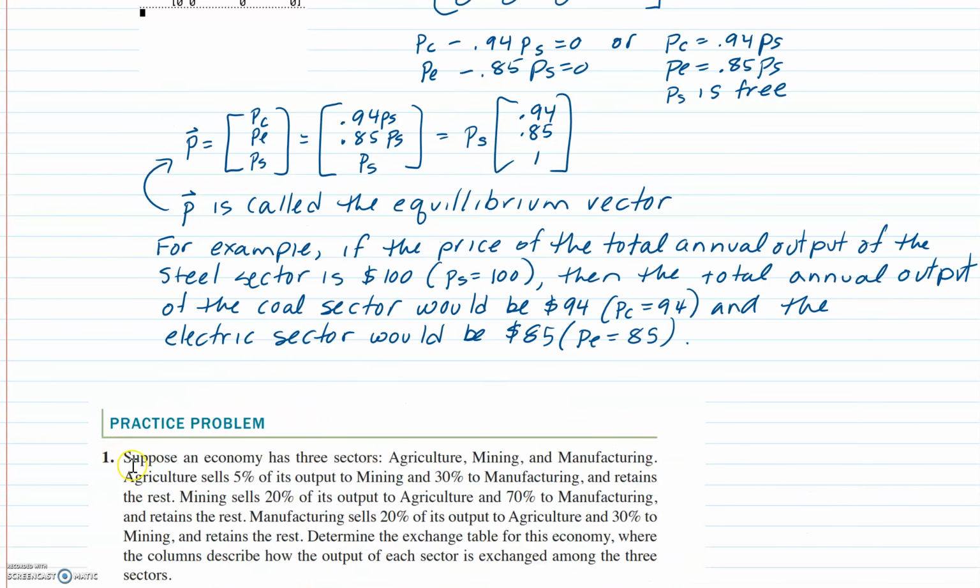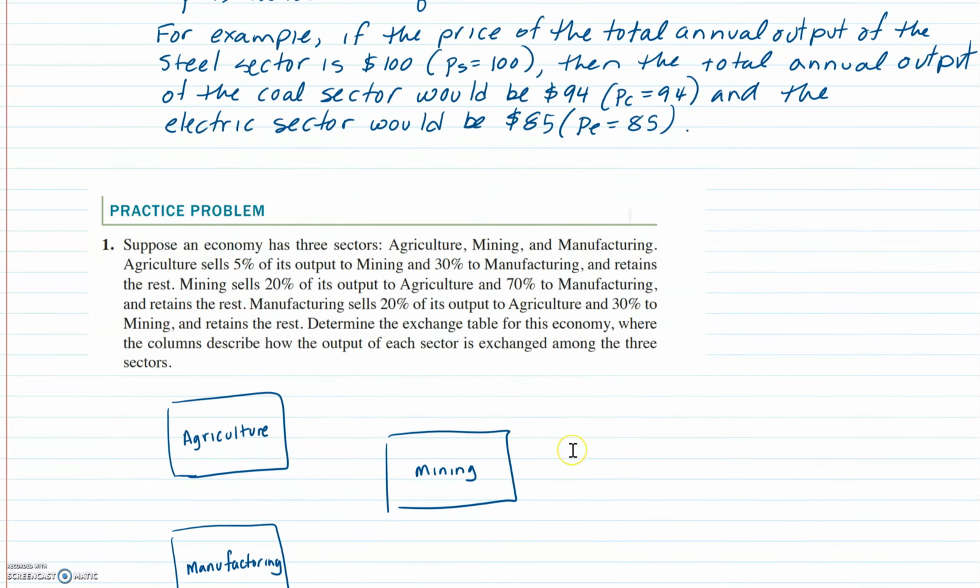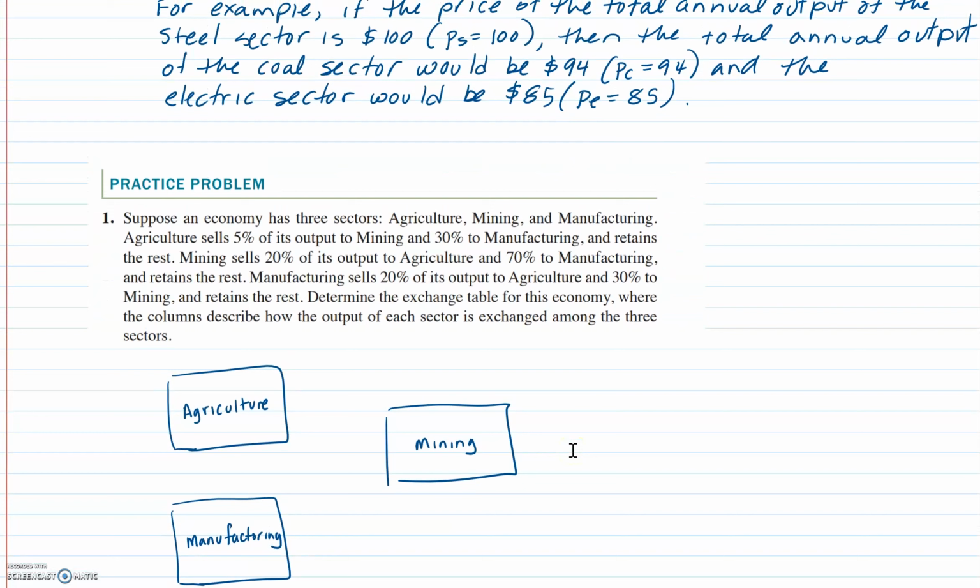The last thing I would like to do is look at this practice problem to create just the table. So it says here, suppose an economy has 3 sectors, agriculture, mining, and manufacturing. So what I did here is I made pictures of the 3 sectors. Agriculture sells 5% of its output to mining, 30% to manufacturing, and retains the rest. So that means 35% is spent on mining and manufacturing. If it retains the rest, if I add up to 100, that would be 65% up here.